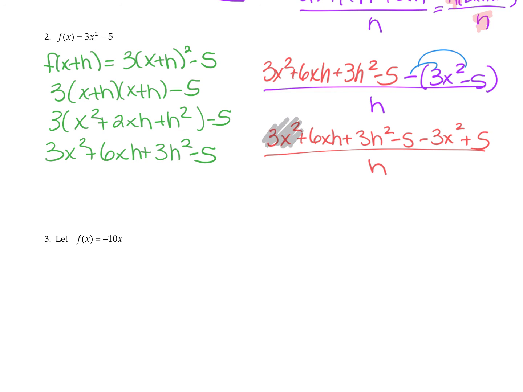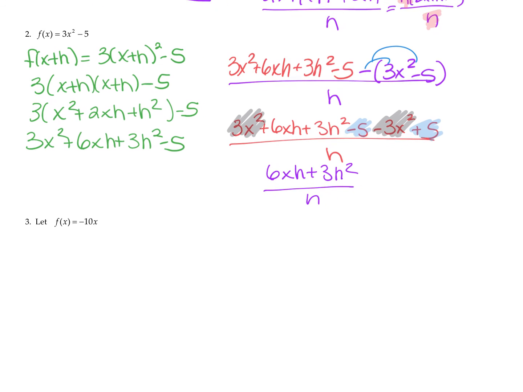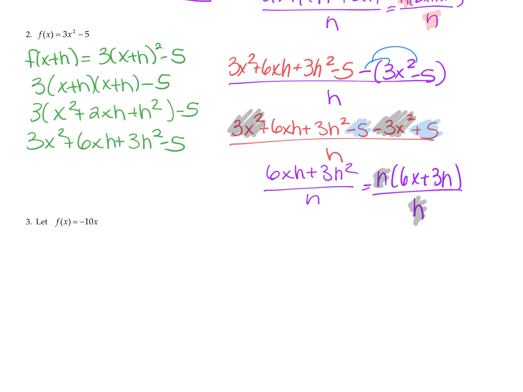So I have a 3x squared and a 3x squared that will simplify. I have a negative 5 and a positive 5 that will simplify. So I'll be left with 6xh plus 3h squared all over h. Well, I can see that I could factor out a GCF of h in the top again. So now my h's will simplify. And so my final answer will just be 6x plus 3h.